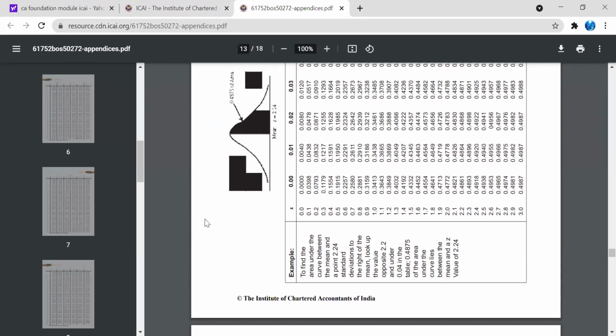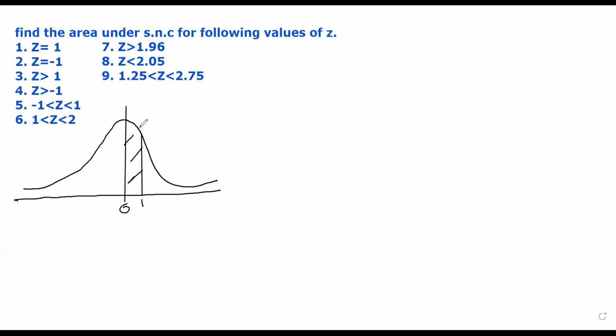लेकिन मेरे value क्या है? Z is equals to 0. Sorry, I want the value for Z is equals to 1. Z is equals to 1 is actually Z is equals to 1.00. तो 1 यहाँ पे है, तो उसकी वैल्यू मैं 0 में देखूंगी, which is 0.3413. So what is the area between Z is equals to 0 and Z is equals to 1? As per Z table, it is 0.3413.